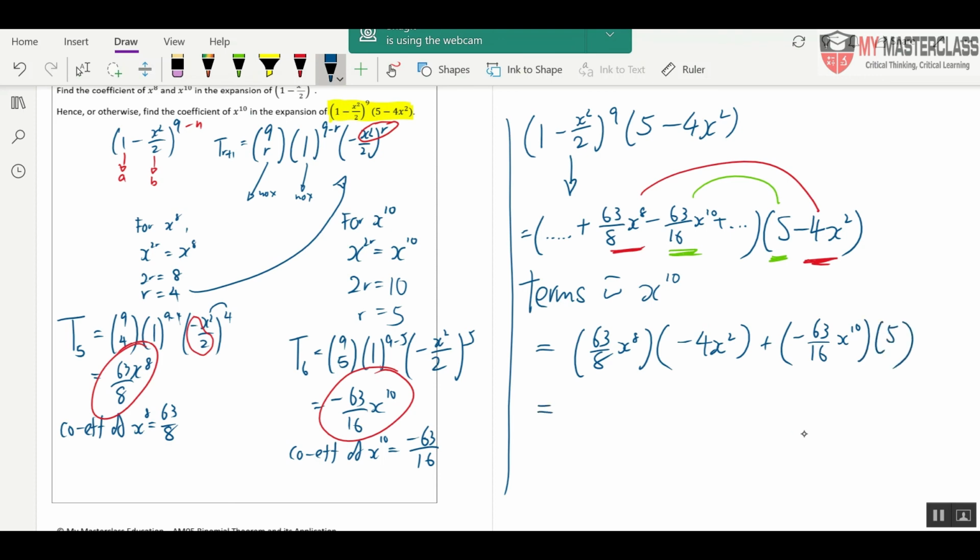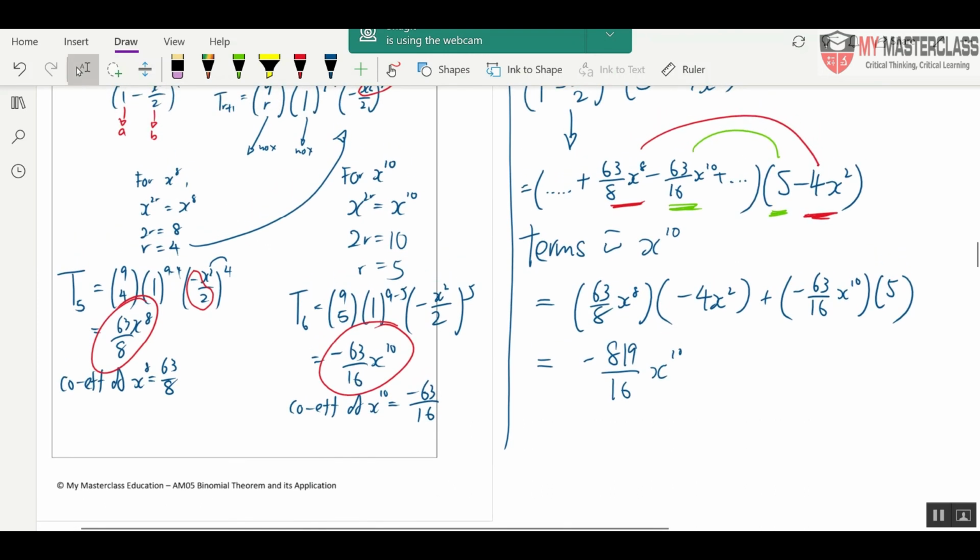Okay, use your calculator, 63 over 8 multiplied by negative 4 plus negative 63 over 16 multiplied by 5. Okay, and you should get negative 819 over 16 x to the power of 10. Okay, so therefore the coefficient of x to the power of 10 is equal to negative 819 over 16.